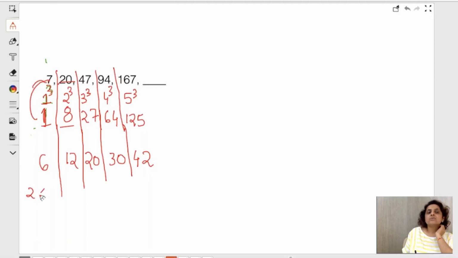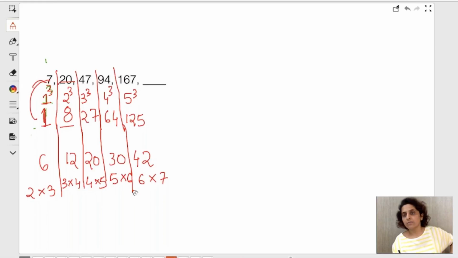6 we can write as 2 multiplied by 3. 12 can be written as 3 multiplied by 4. 20 is nothing but 4 multiplied by 5. 30 is nothing but 5 multiplied by 6. 42 is nothing but 6 multiplied by 7. Right? So this is how we have it.